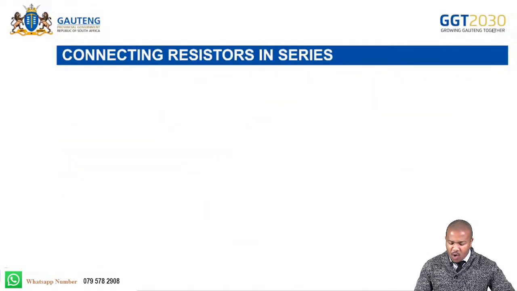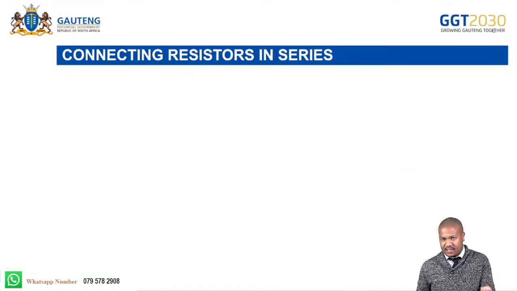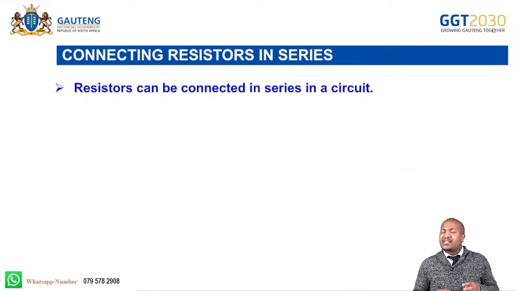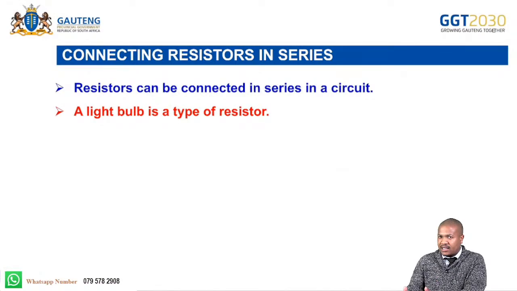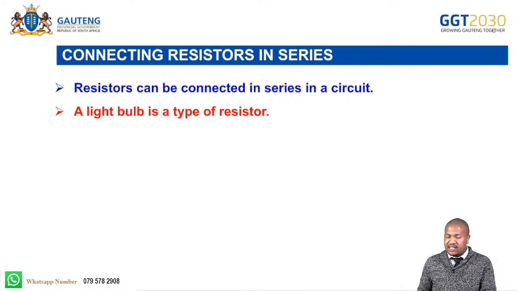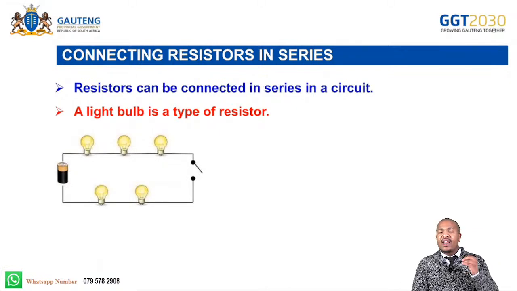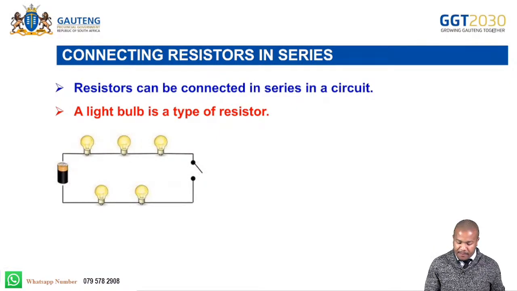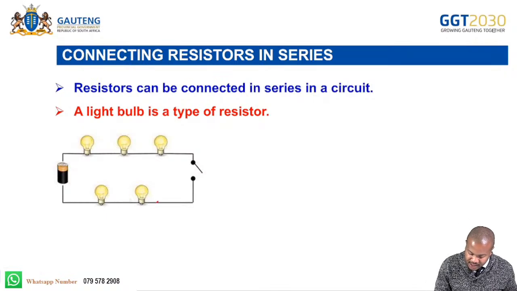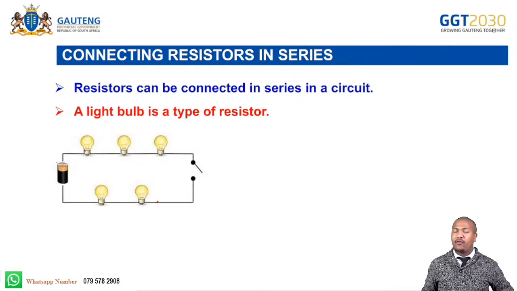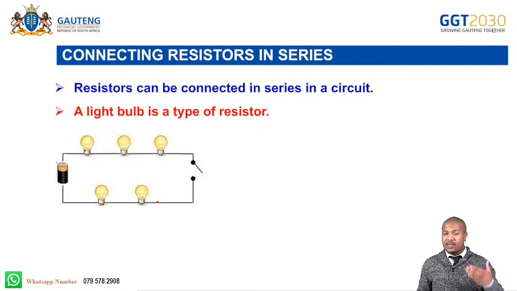So now, connecting resistors in series. What happens when you connect resistors in series in a series circuit? Resistors can be connected in series in a circuit, meaning one after the other. So we're going to look at light bulbs as an example of resistors, because a light bulb is a type of resistor as well. So when we connect resistors in series, this is what happens. They follow one another, one after the other, following the pathway of the circuit.